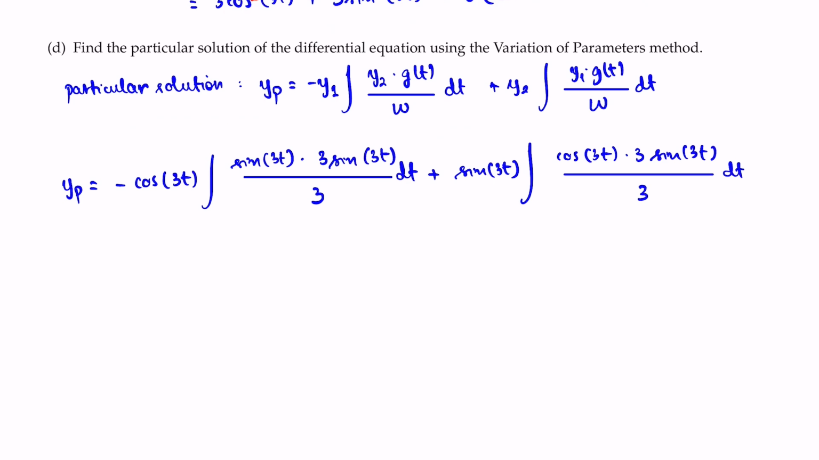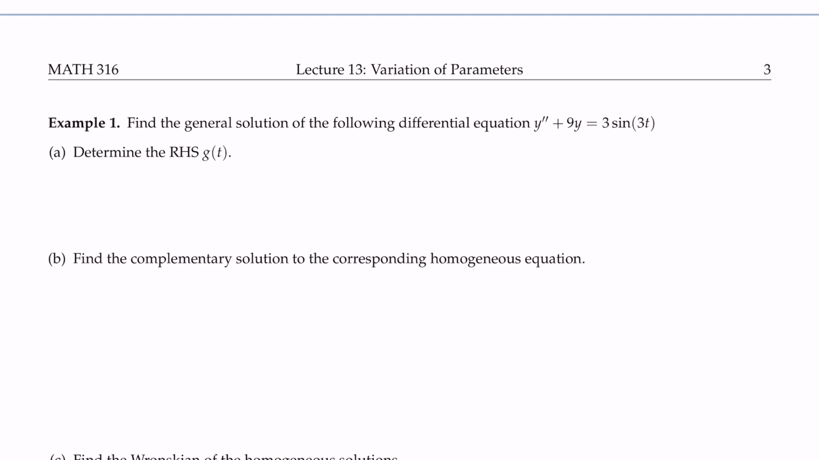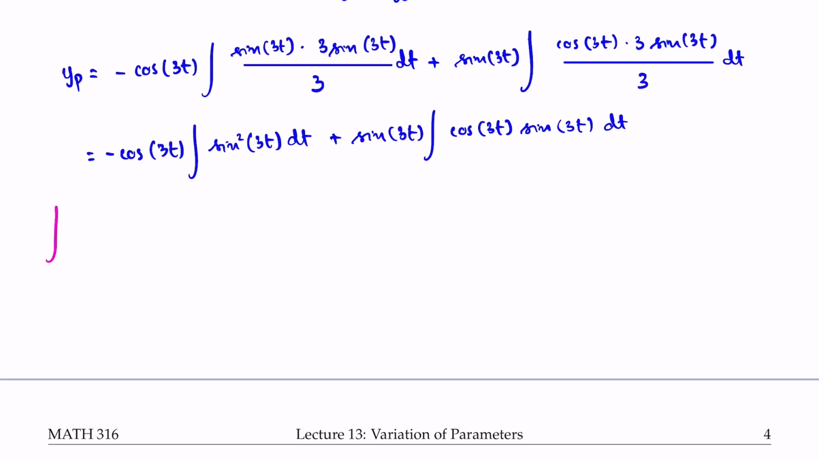So 3 cancels out in the integrand, and you still have negative cosine of 3t times the integral of sine squared of 3t dt plus sine of 3t times the integral of cosine of 3t times sine of 3t dt. Now the job is to calculate the integrals. So the integral of sine squared of 3t dt. As you see, there's no straightforward formula to find the antiderivative of sine squared of 3t.